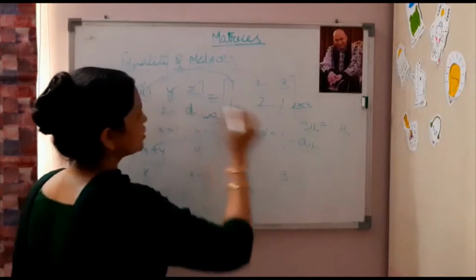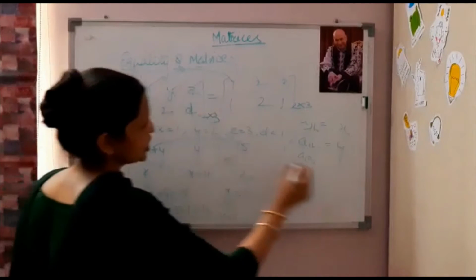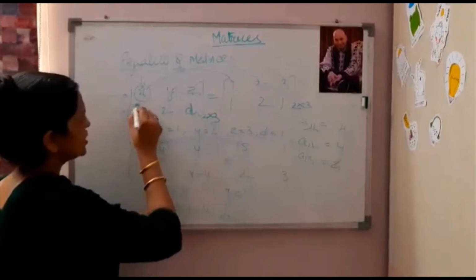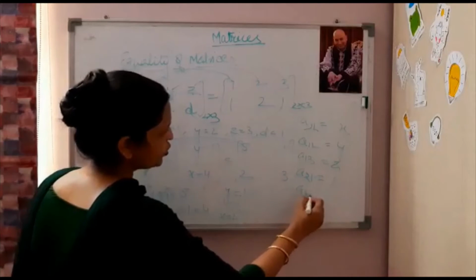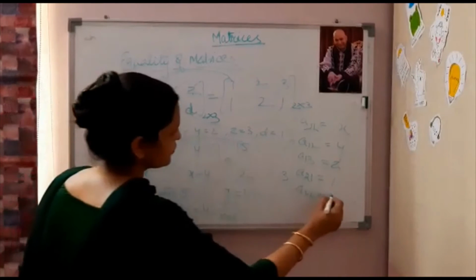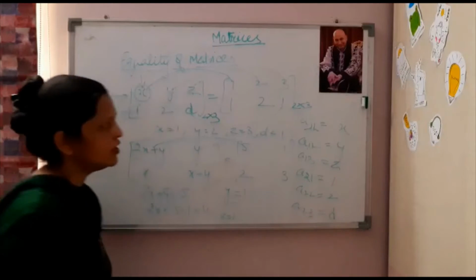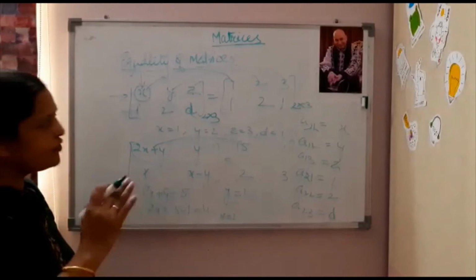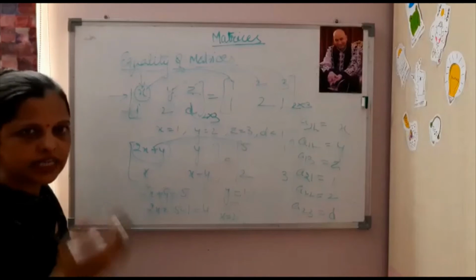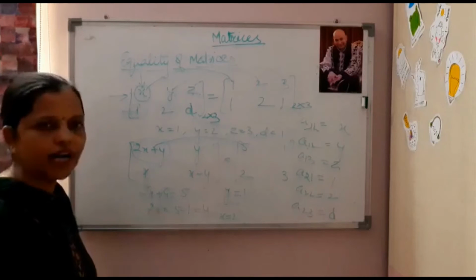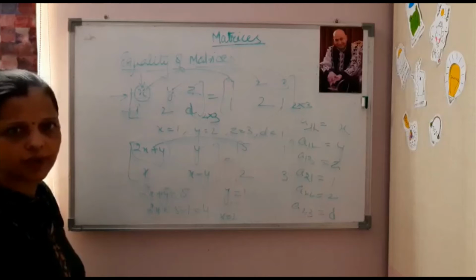A12 first row second column, that is y. A13 first row third column position, that is z. A21, this is the 21. A21 second row first column, that is 1. A22 second row second column, that is 2. And A23 second row third column, that is d in this case. So by that we can find which element is placed at which position. If you find that position, then you can easily find out what is the value of that variable, right?